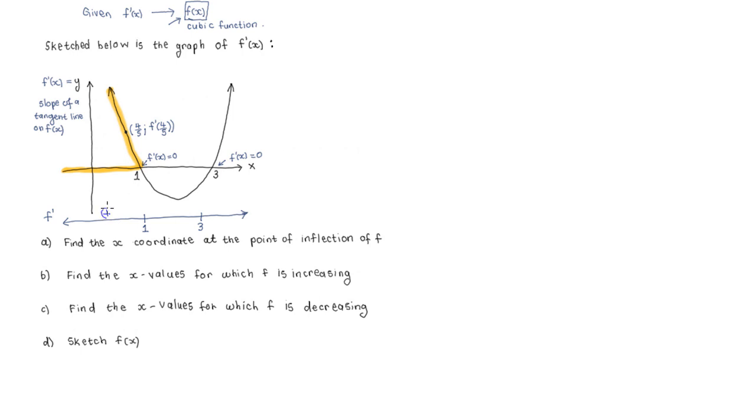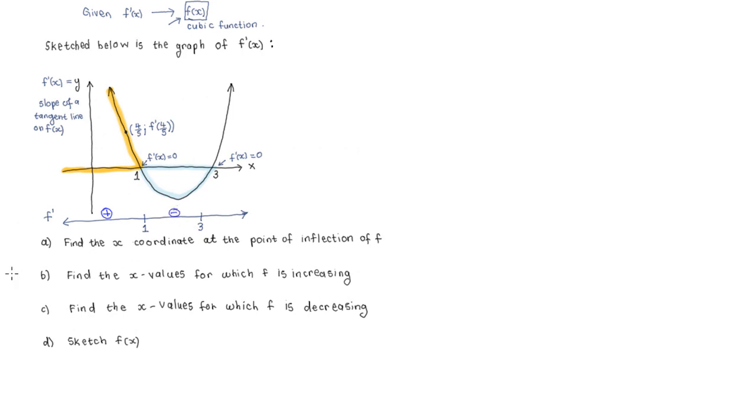Then for the x values in between 1 and 3, you can see that the function is below the x-axis. In other words, it always has negative f prime of x values, so negative y values. So on your number line, that would correspond to a negative sign.